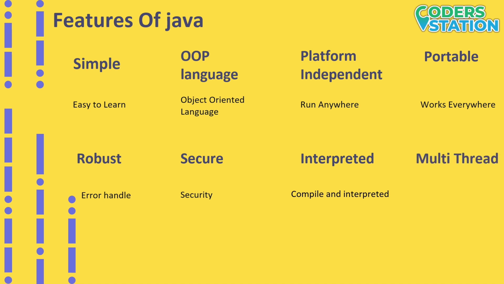Then the last main feature is multithreading, which is one of the key features introduced in the Java programming language. What is multithreading? Multithreading helps us to perform multiple tasks at one time. This saves time in programming.